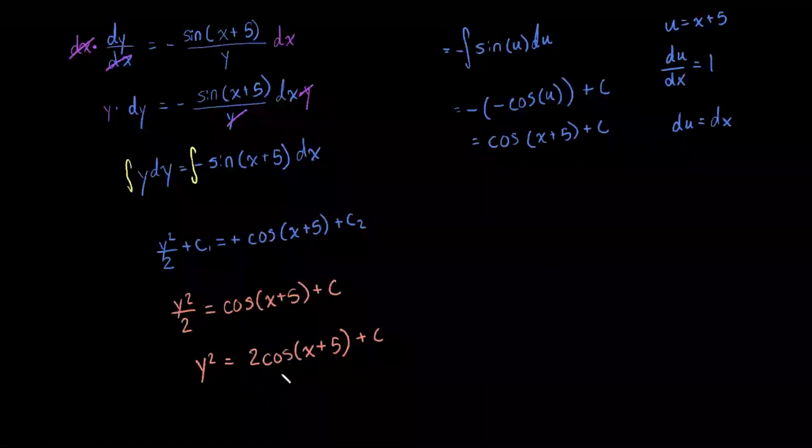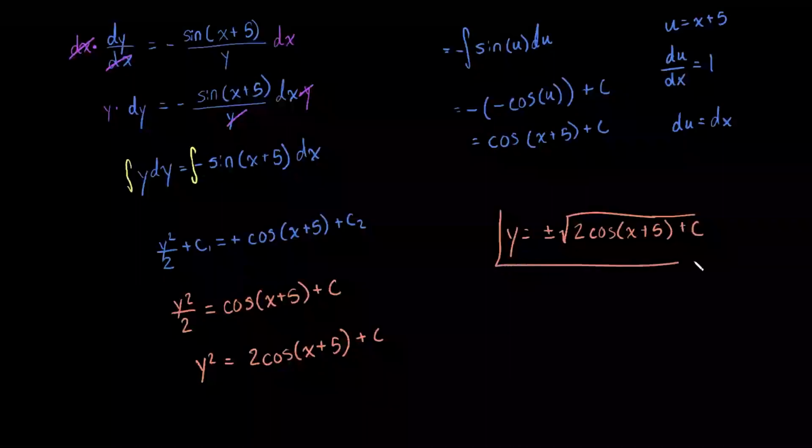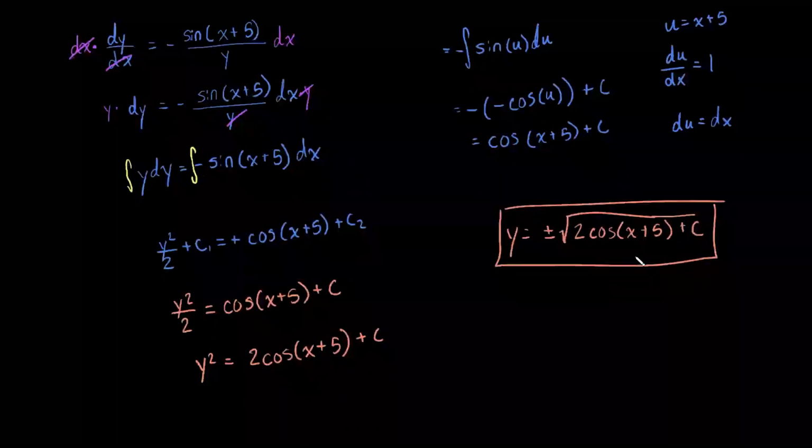And now we take the square root. Now when we take the square root of this, we're going to get y is equal to plus or minus. Remember, whenever you take the square root, you're going to get plus or minus 2 times cosine of x plus 5 plus c.